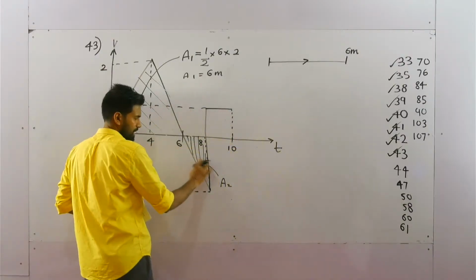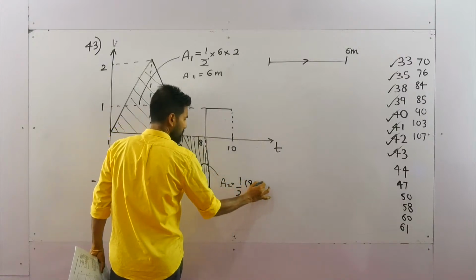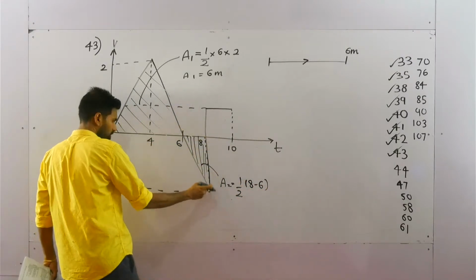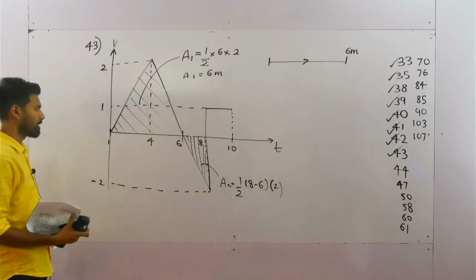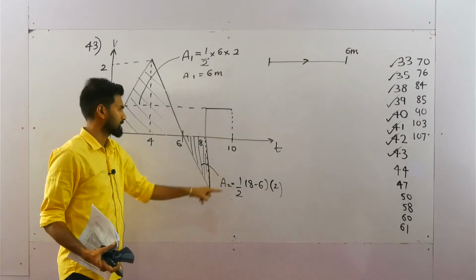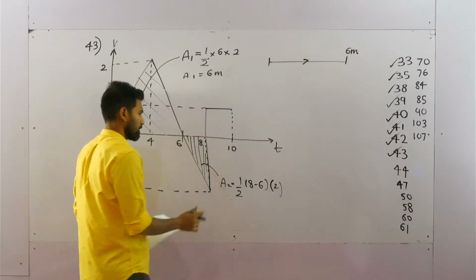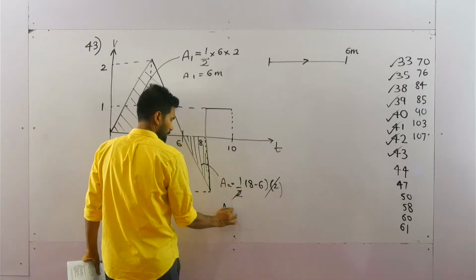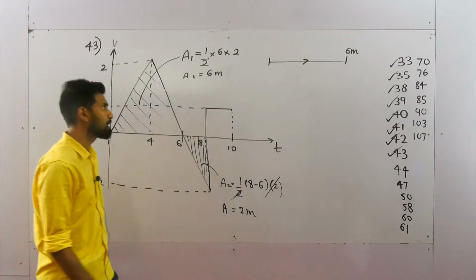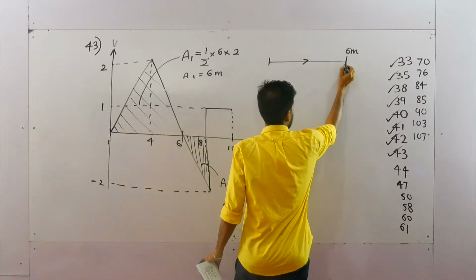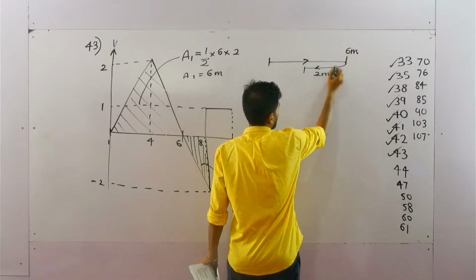So I'm finding this area: half, base is equal to 8 minus 6, max height, value wise, is 2. The minus 2 means the opposite direction. What's the area? Half, triangle, base 8 minus 6 and the height is 2. So the area is 2 meters. So it has moved another 2 meters in the opposite direction.